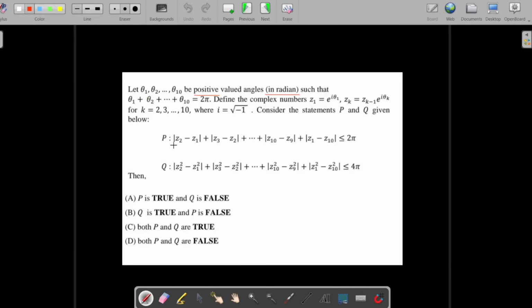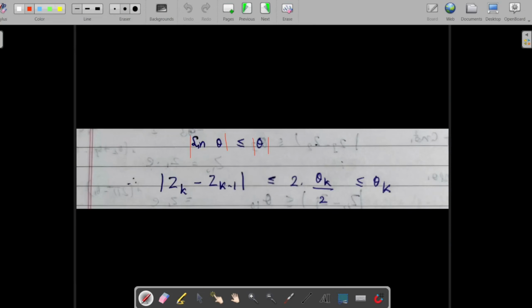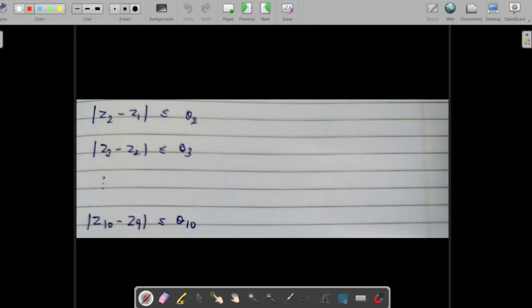So notice that is what was asked in P, right? The terms are asked in such a way. So we have actually found a relation for these 9 terms. Since mod of z k minus z k minus 1 is less than or equal to theta k, when you substitute k is equal to 2, you will get mod z2 minus z1 less than or equal to theta 2, then k is equal to 3, and so on until k is equal to 10. So for the first 9 terms, we have found these 9 relations.